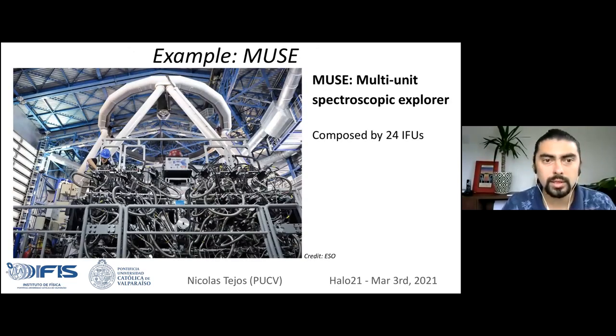Quickly, what does MUSE look like? This is MUSE in the telescope. Here's a person doing some fixing in the instrument. MUSE is an instrument composed of 24 IFUs. So that's why it's so large. There are 24 independent IFUs that are used to combine and slice the field of view of the instrument.